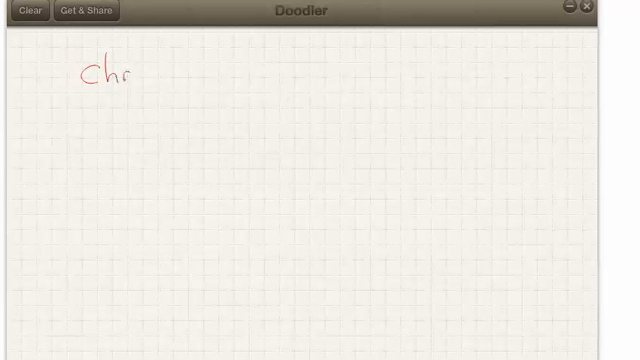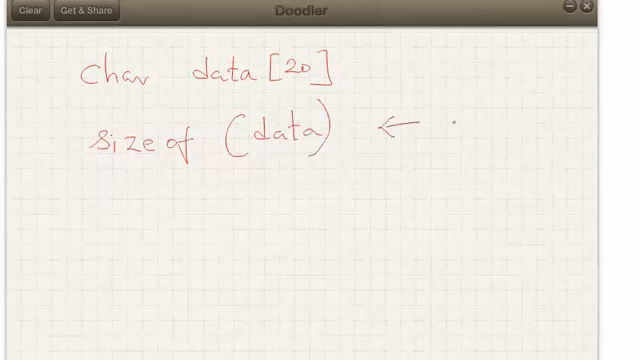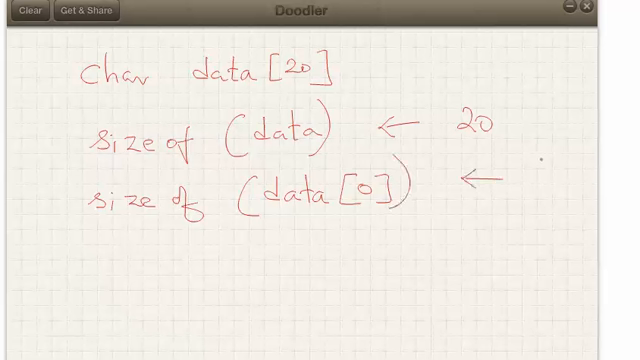For a char array, for instance data[20], when you do sizeof(data), it will return 20, because 1 byte times 20. And if you say sizeof(data[0]), it will return 1.